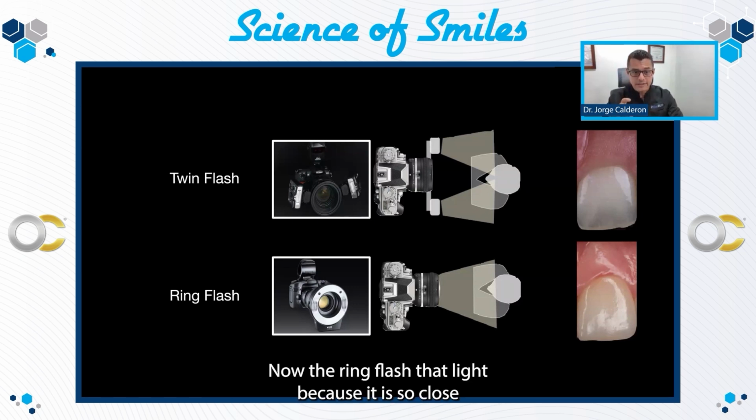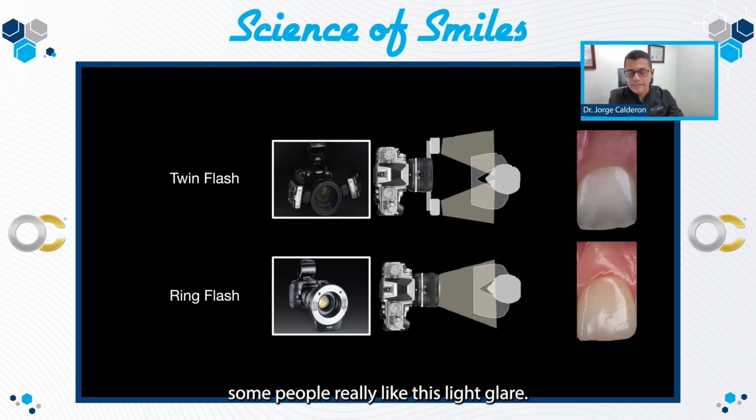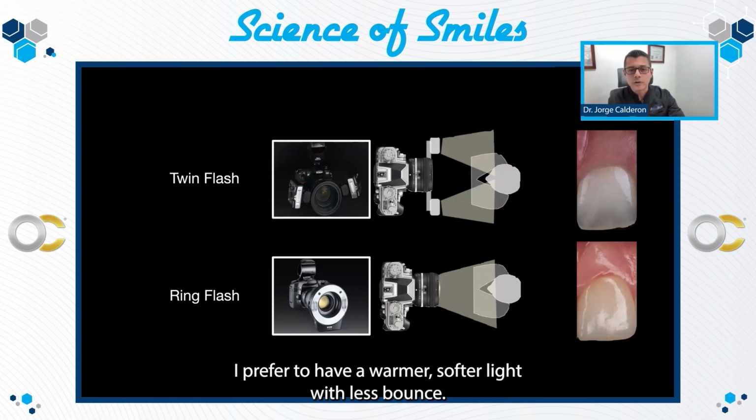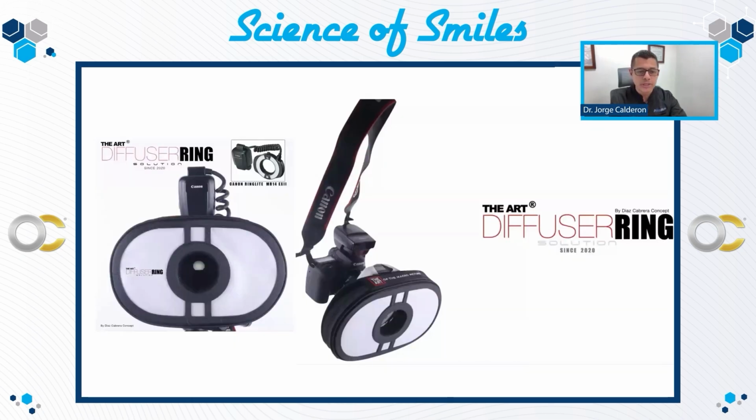Now, the ring flash, because that light is so close to the dental structure I want to photograph, can leave that lighting mark, that reflection you see there. In some cases, it looks unpleasant. In others, some people really like this light glare. I prefer to have a warmer, softer light with less bounce.